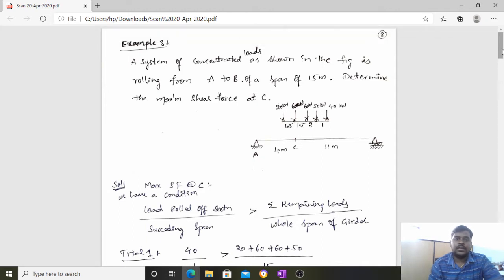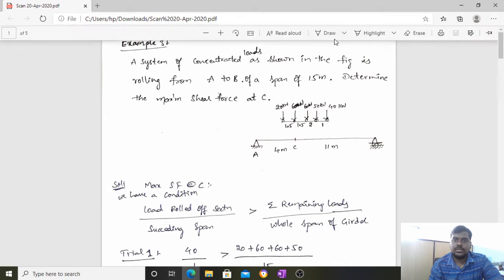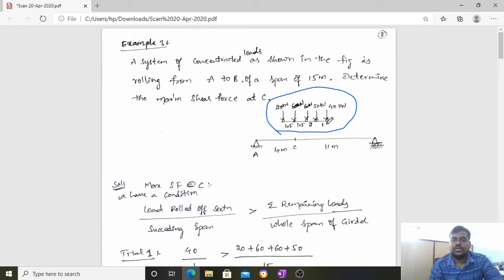So in this lecture, let us discuss a problem on a train of loads. A train of loads means a sequence of different loads, preferably point loads here. So this is called a train of loads. The system of concentrated loads or a train of loads both mean the same.